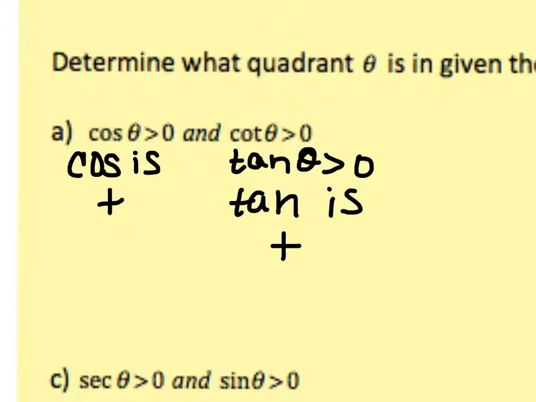Alright, so where is cosine positive? Look back up on your unit circle and find where cosine is positive. There should be two quadrants. Those quadrants should be the first and the fourth. Tangent is positive in the first and the third. So where these overlap, where these both are true, is the first quadrant. So your answer is the first quadrant.